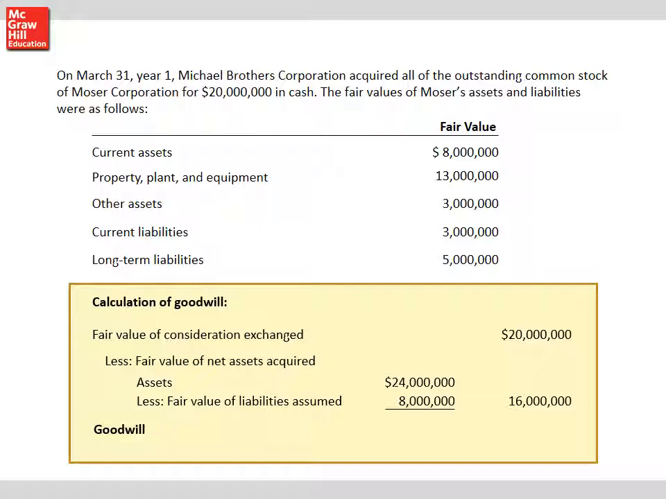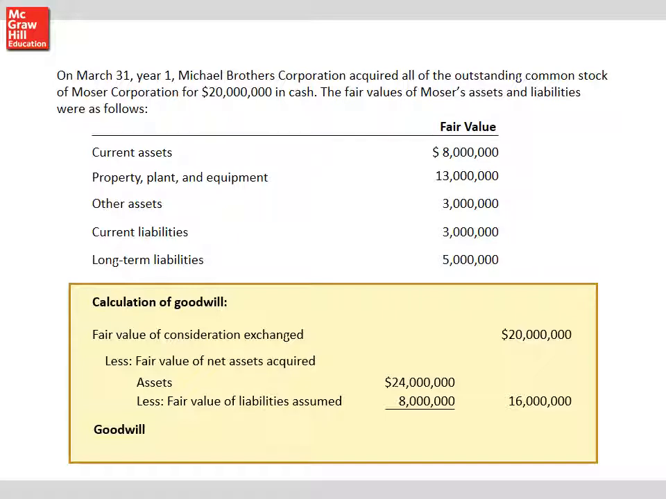Remember what goodwill is? It's the amount paid above the fair value of the net assets. Here's how you could look at it. If you bought all of the assets of Moser and you sold them for $24 million, you would have $24 million in cash. You would then have to pay off $8 million in liabilities. So really, you have $16 million of value when you buy this company, but you're paying $20 million for it. You're paying more for it than it's worth.